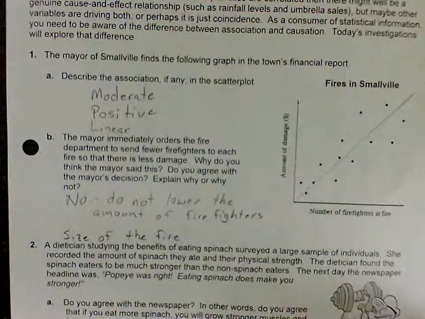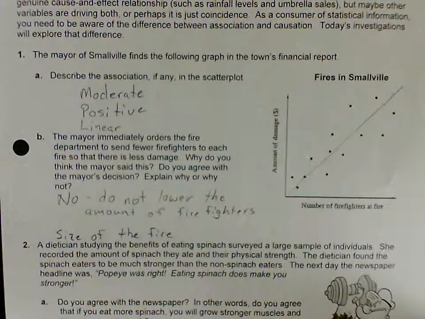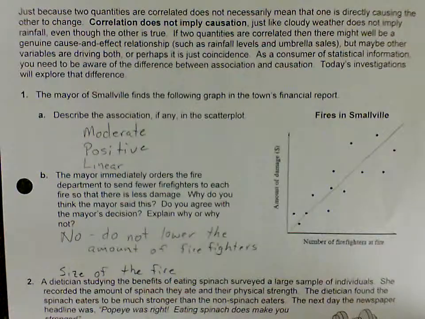So hopefully that makes sense to you, that if they are sending fewer firefighters, that is probably because there is a smaller fire, which would then obviously mean that the amount of damage is also less. So there's the reason for the correlation. So here the correlation does not imply causation.